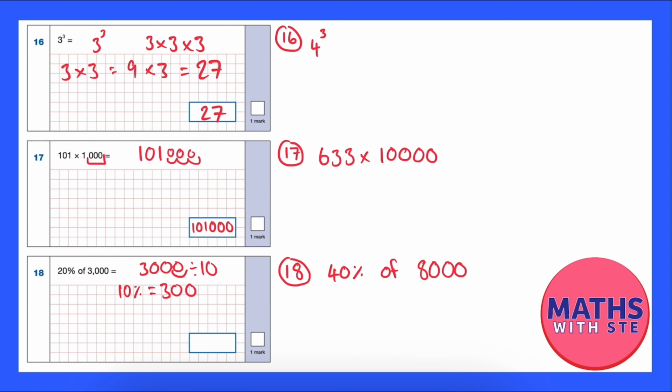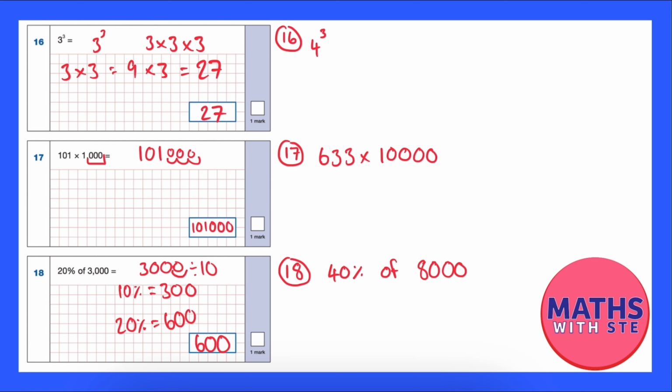And 20%, well, 20 is double 10, isn't it? So all I need to do to get from 10% to 20% is times it by 2. And 300 times by 2 is 600. Like that. Great, pause the video there and have a go at these ones and then come back for the answers.